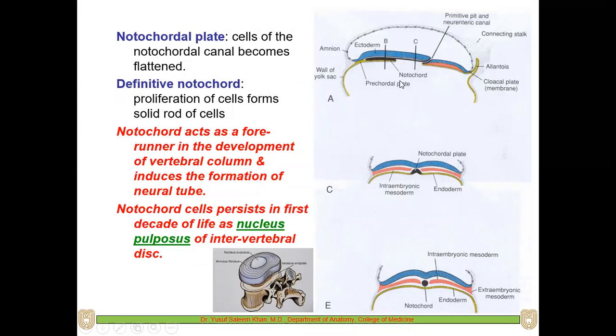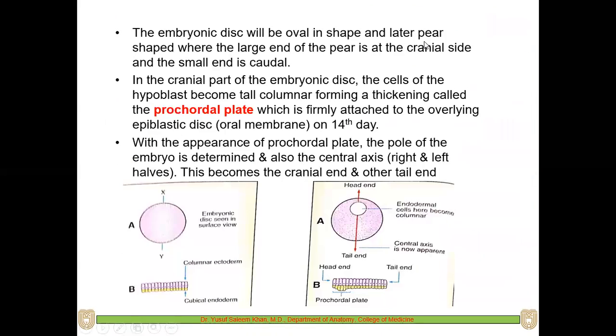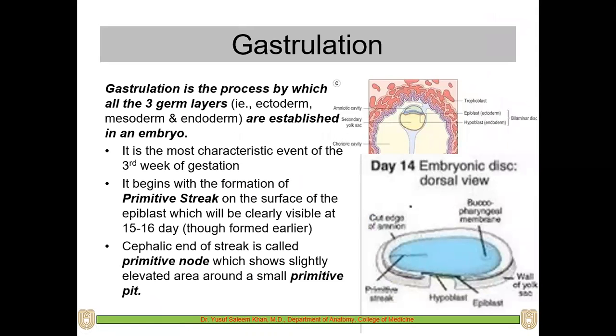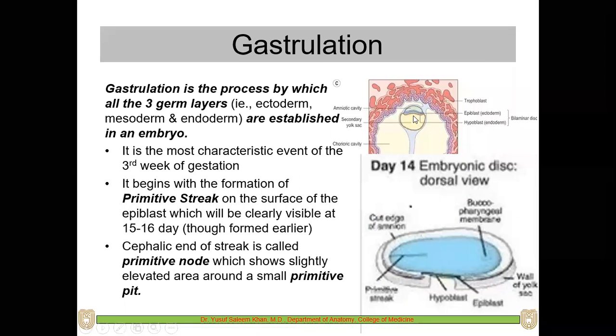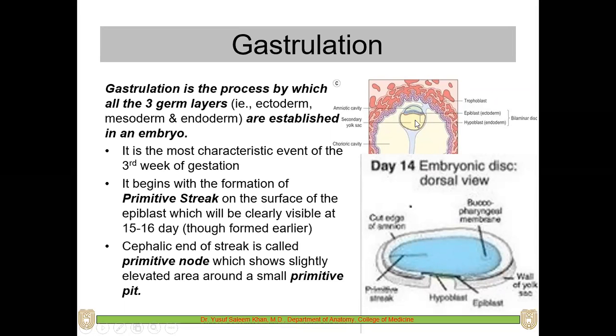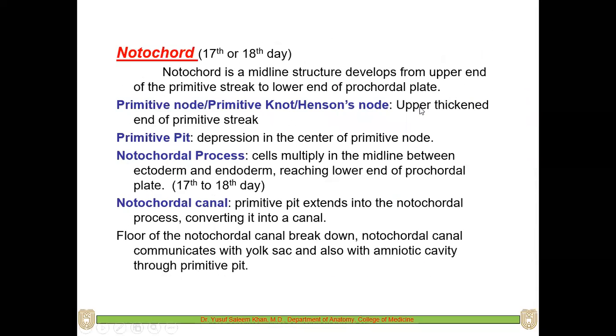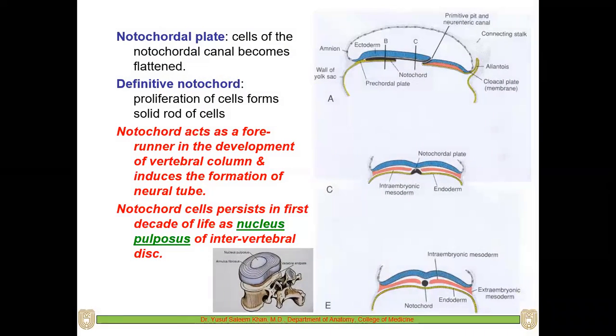Now this notochordal canal starts communicating with the secondary yolk sac. If you remember this picture from before, above here is the amniotic cavity, below is the secondary yolk sac. So there is communication now between the secondary yolk sac and the amniotic cavity, because this floor has disappeared. So through this primitive pit, now there is communication.